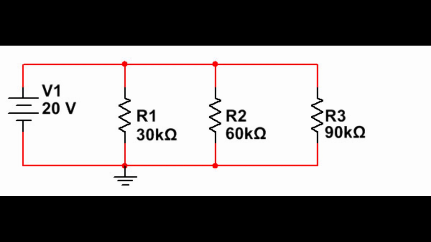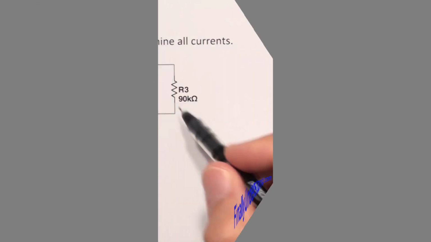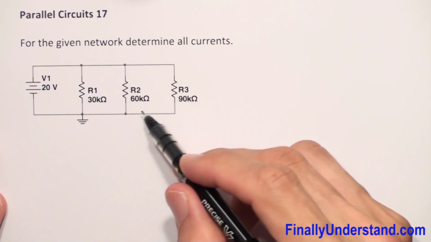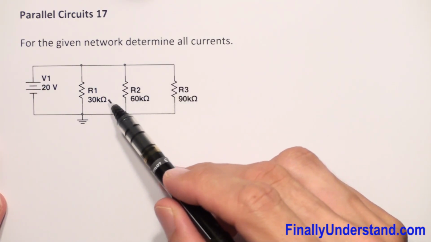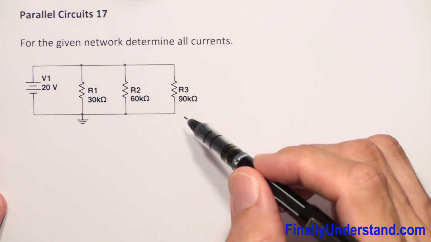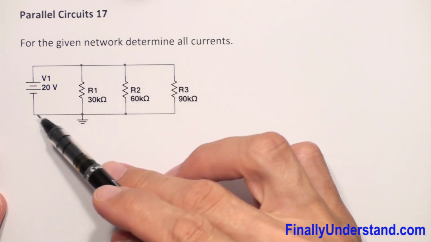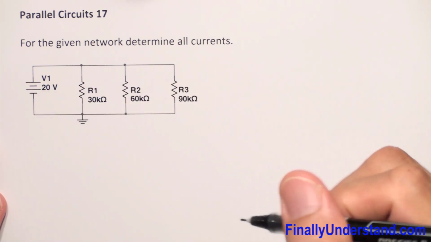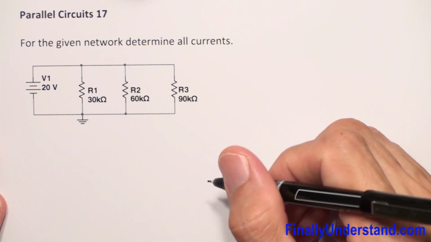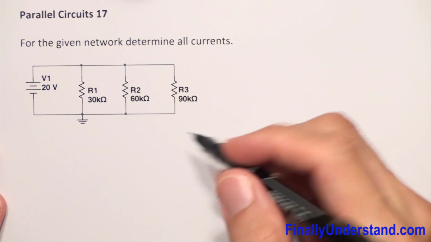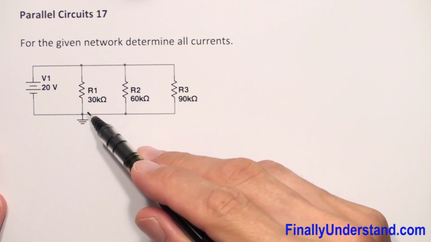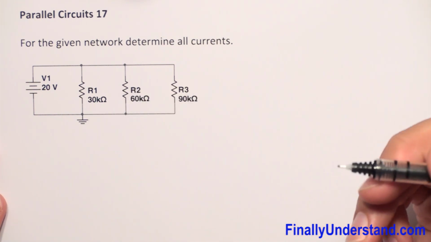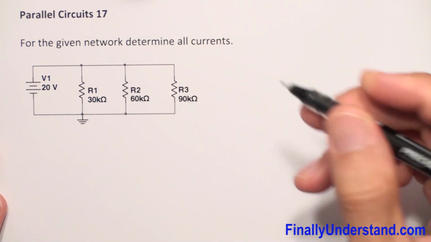For the given network, determine all currents. We have three resistors, so we're going to have three currents which will go through these three resistors, plus we are going to have a total current. In other words, we have to find four currents.